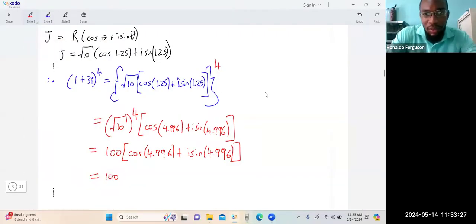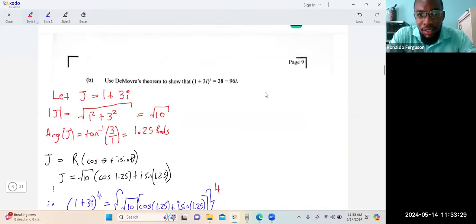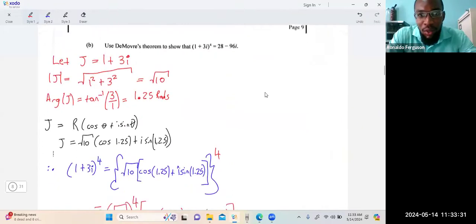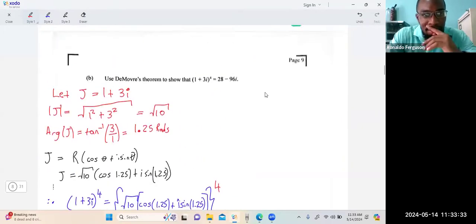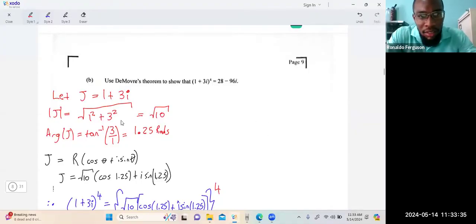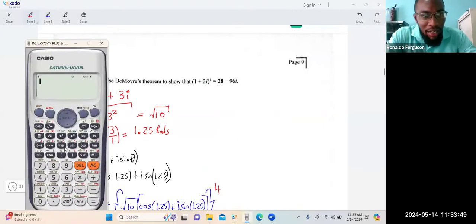What are we supposed to get again? It says we're supposed to get 28 minus... Did I make a mistake somewhere? 3 squared plus 1 squared, that's 9 plus 1, 10. Tan inverse b over a, so tan inverse 3 over 1. I did that right. Tan inverse 3 is that.